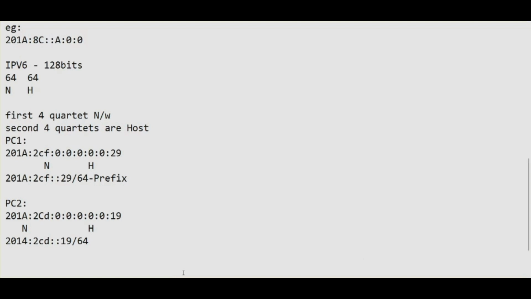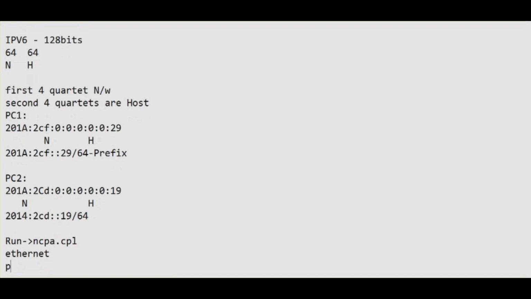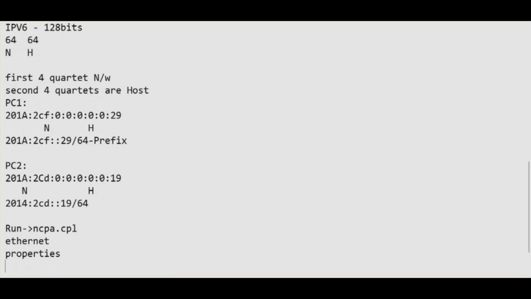If you want to check your IP address, just go to Run and type ncpa.cpl, there select Ethernet and then go to Properties. From here you can check or assign the IP address. Okay, so this is about IP version 6. Thank you for the session.